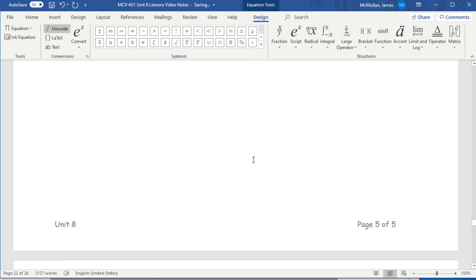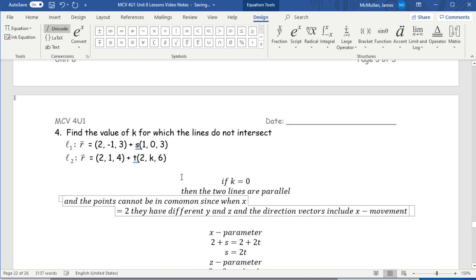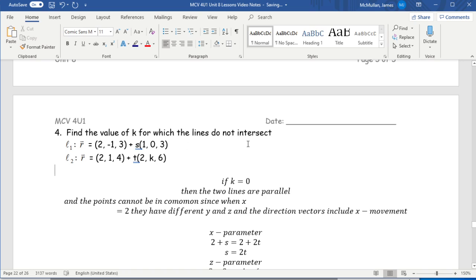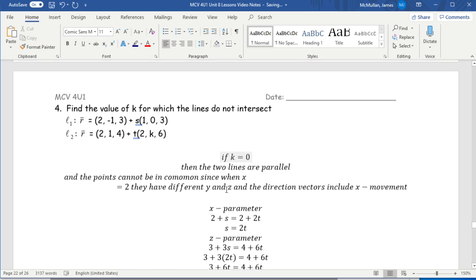Anyway, I'm not really sure what this question is meant to do, but we can just go through our process and we can say, if they do not intersect, right? So let's try to make them intersect, right?